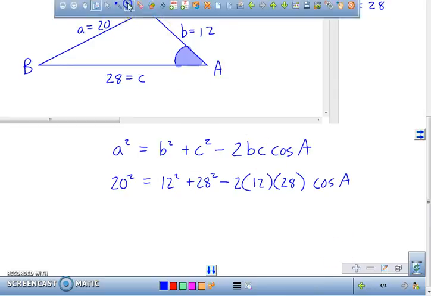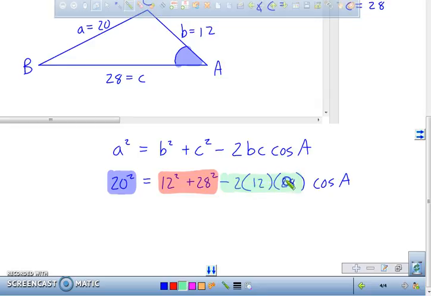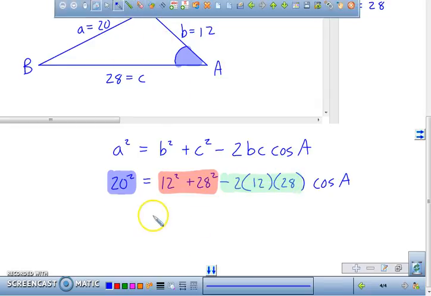Now, I'm going to highlight some things that we need to do separately from each other. Oh, my board's resetting. I need to do the 12 squared plus the 28 squared by itself. That's what I'm going to try to highlight once my board lets me. Hold on. 12 squared plus 28 squared, we're going to do that separately. And then we're going to do negative 2 times 12 times 28 separately. So I'm going to have an answer in blue, an answer in red, and an answer in green.